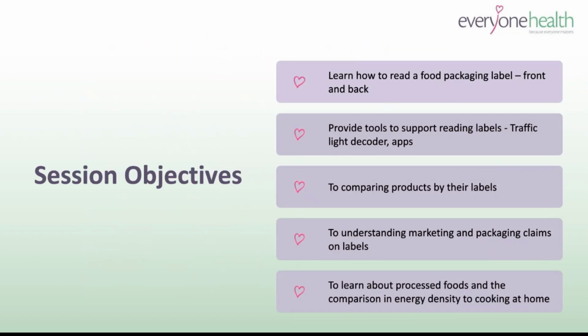So objective for today. So learn how to read a food packaging label front and back. Provide tools to support reading labels, so traffic light decoders, for example, and then to compare products by their labels, and also to understand marketing and packaging claims, as some of them can be somewhat off and actually not work out. To learn about processed foods and the comparison energy density to cooking at home as well.